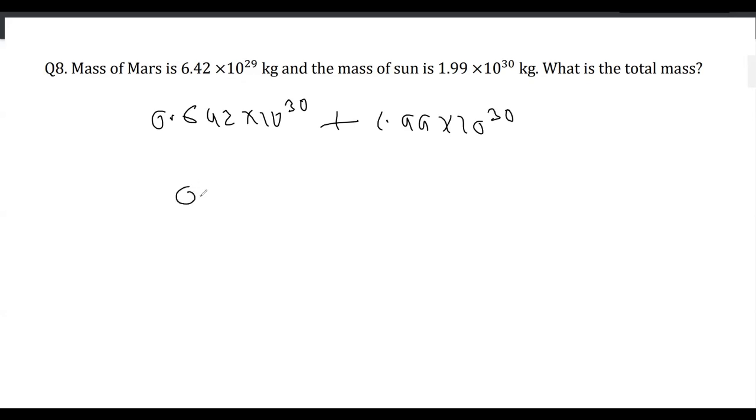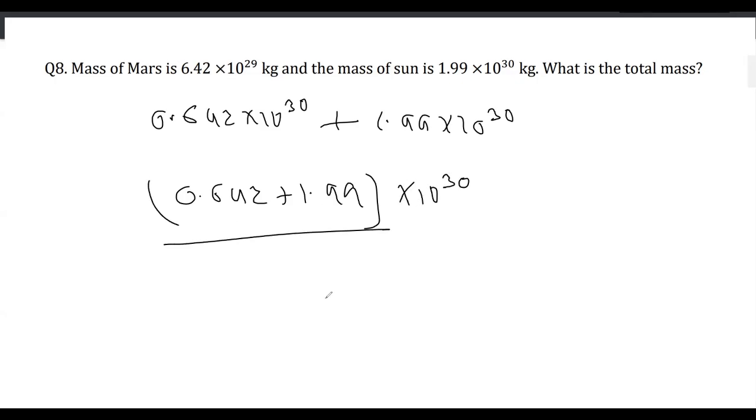So what you can observe here is that if I add these two, 1.99 into 10 raised to the power 30, check here, we can add these since the powers are the same. So what you are going to get is 0.642 when added with 1.99 gives you 2.632 into 10 raised to the power 30 kg. And that will be the answer.